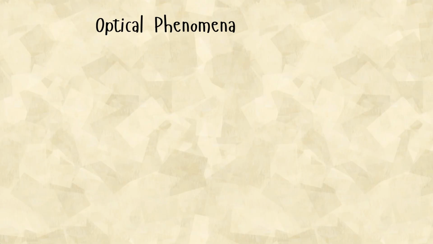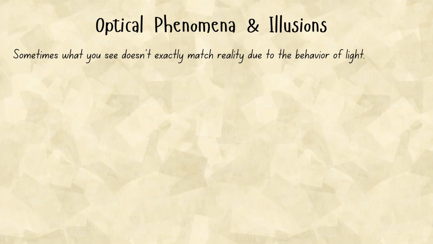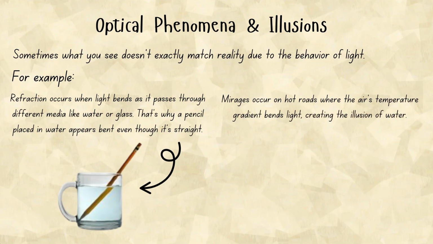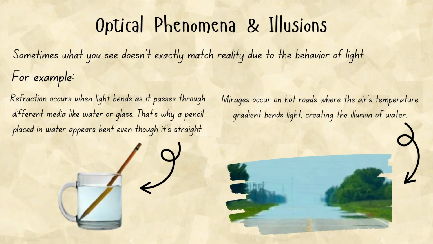Optical phenomena and illusions. Sometimes what you see doesn't exactly match reality due to the behavior of light. For example, refraction occurs when light bends as it passes through different media like water or glass. That's why a pencil placed in water appears bent even though it's straight. Mirages occur on hot roads where the air's temperature gradient bends light, creating the illusion of water.